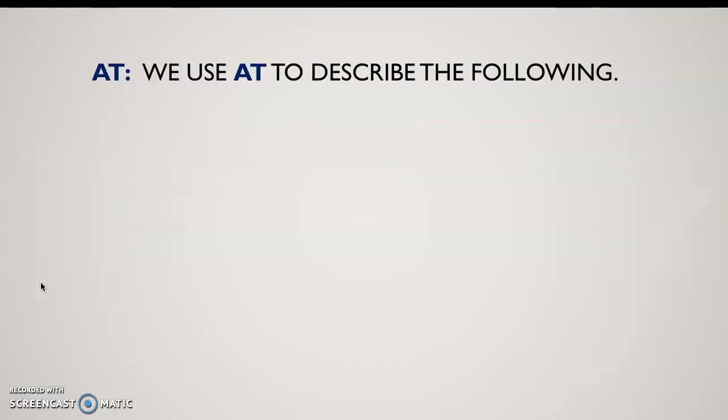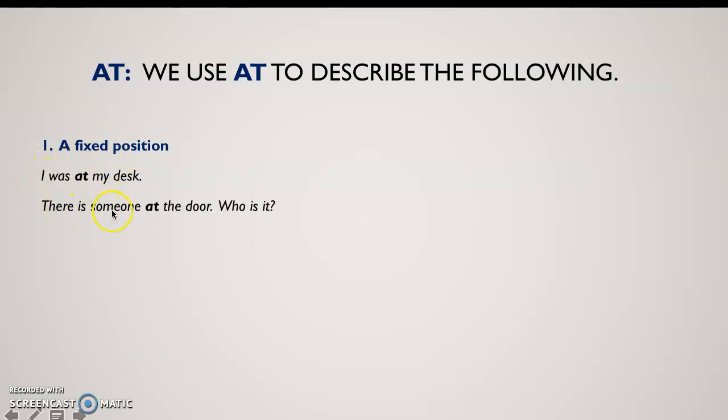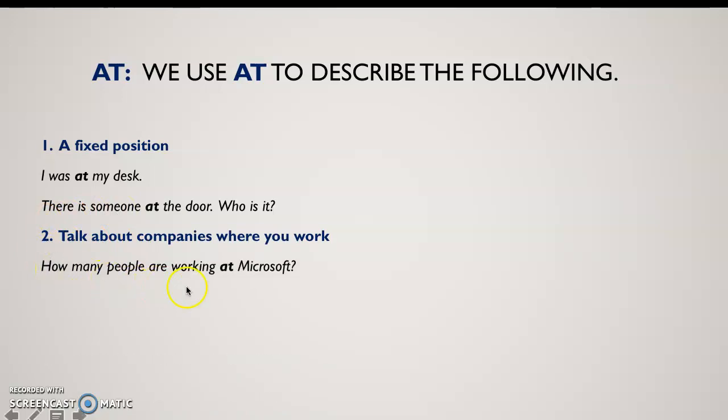Now, we also use at to describe the following. A fixed position. So for example, I was at my desk. There is someone at the door. And to talk about companies where you work. So let's have a look at two examples. How many people are working at Microsoft? Or there are lots of teachers at King Saud University. Remember, the pronunciation of this little word in a sentence is at.